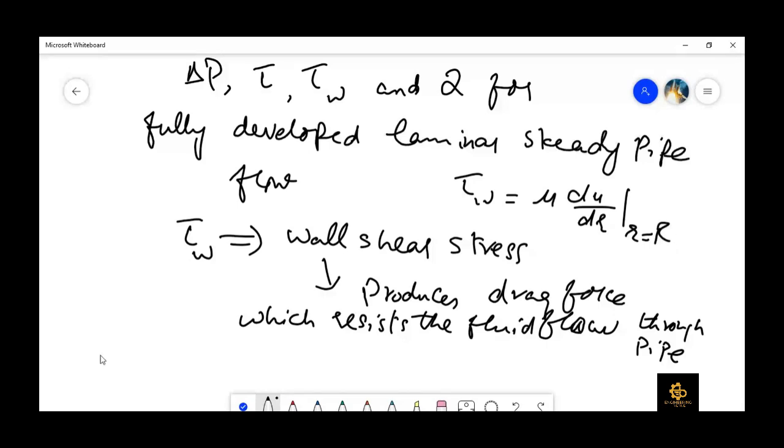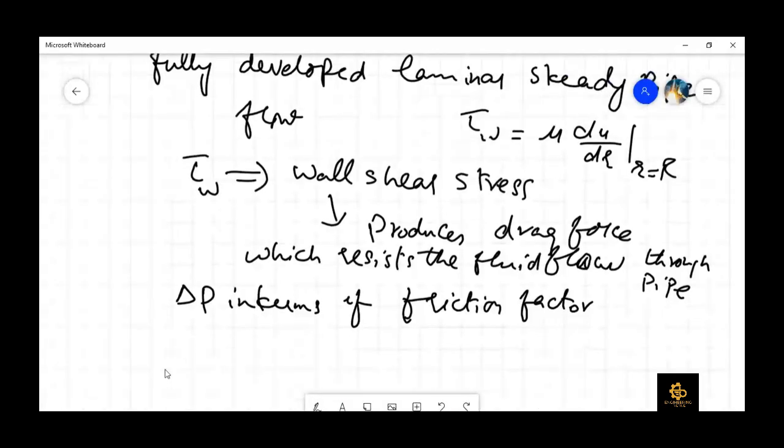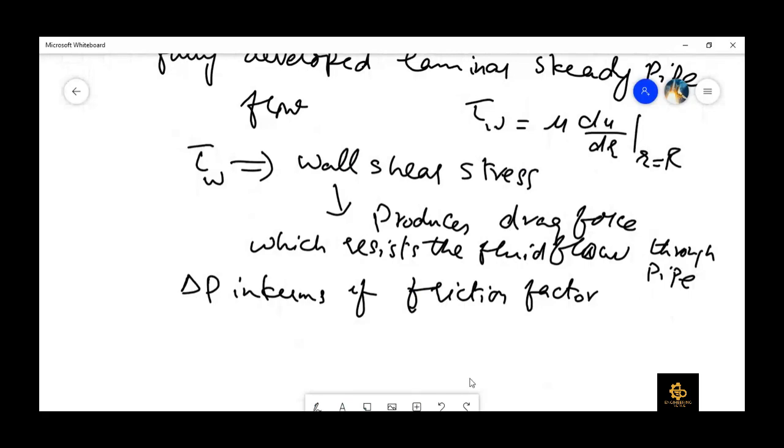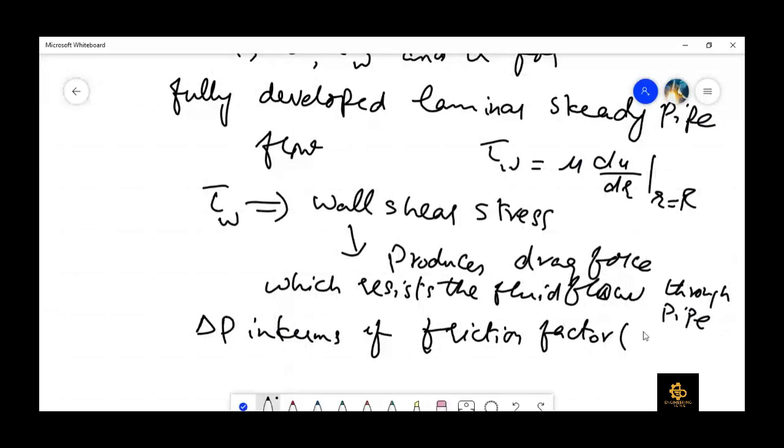But it would be far more convenient if we can represent this delta P in terms of some friction factor. So it would be better if we can represent this wall shear stress relation with delta P in terms of friction factor. So we can determine that relation of delta P with the friction factor. The friction factor we represent with the symbol small f.